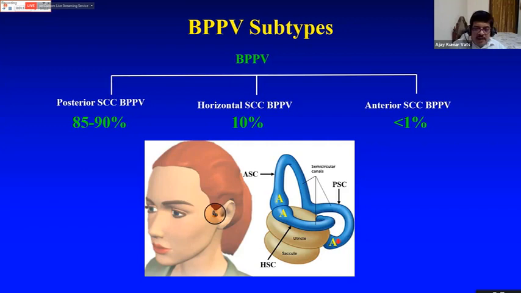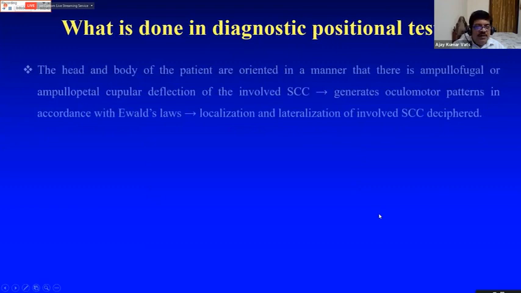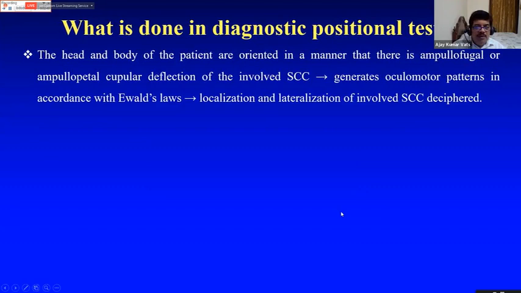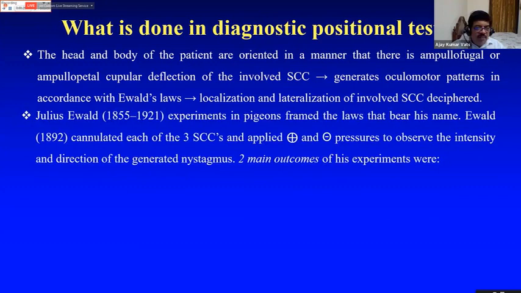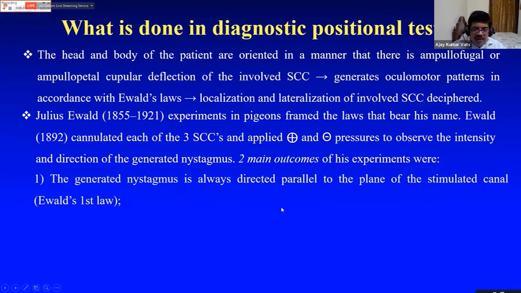So typically, it is assessed by the positional test. What do we do in the positional test? The head and body of the patient are oriented in a manner that there is ampullofugal or ampullopetal cupular deflection of the involved semicircular canal, generating oculomotor patterns in accordance with Ewald's law, and that is important for localization and lateralization of the involved semicircular canal. Julius Ewald framed the name. According to the first law of Ewald, the generated nystagmus is always directed parallel to the plane of the stimulated canal. That is what we do during the positional test.